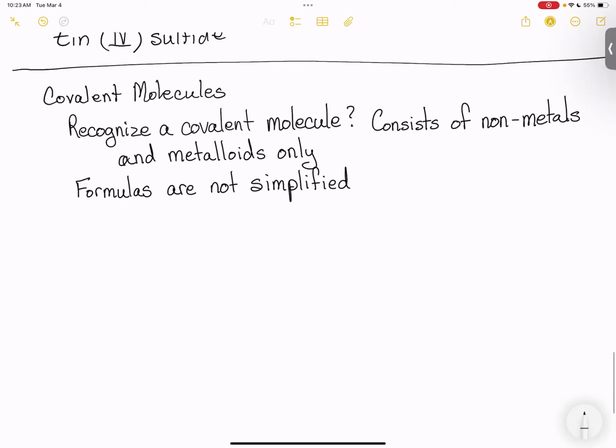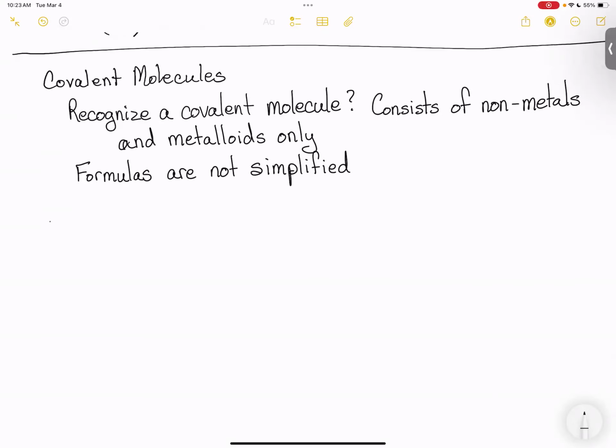Now, there are 4 types of covalent molecules that I'm going to discuss today. I'll get started on it. We're going to discuss something that I brought up the other day in the lab lecture, and that is your diatomic elements.